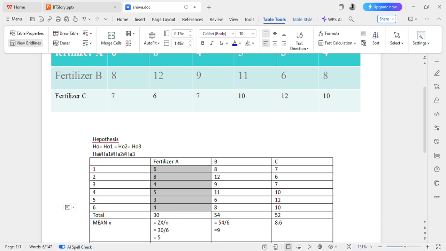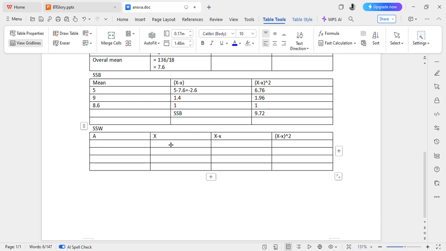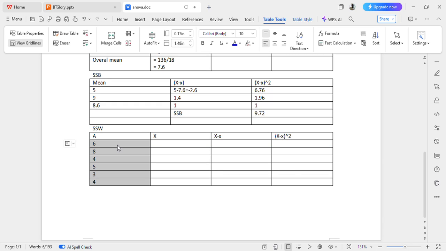It's 6 tables. So I'm copying this. They bring it here. Alright. Our mean was 5. So 6 minus 5. So we'll just play with the mean.